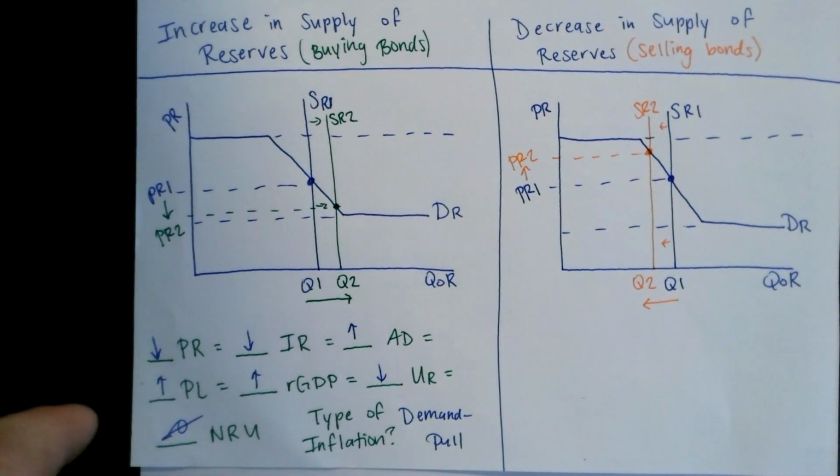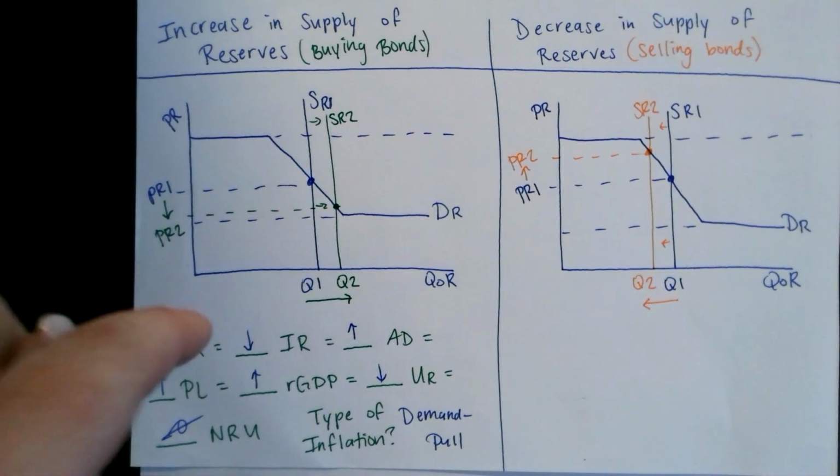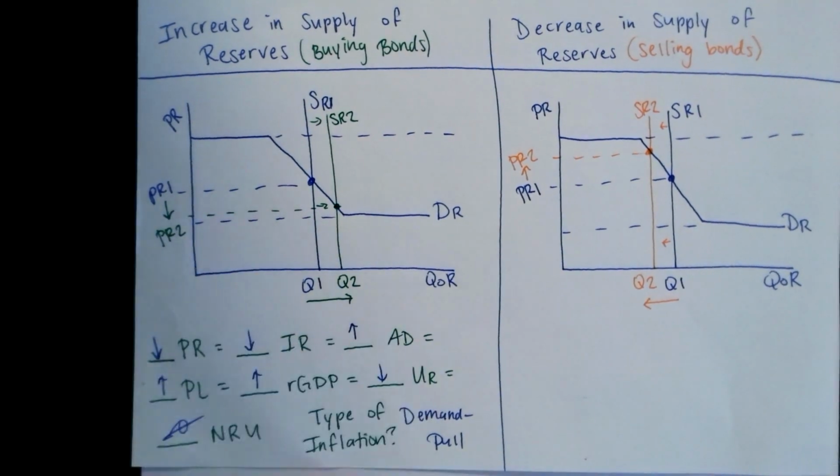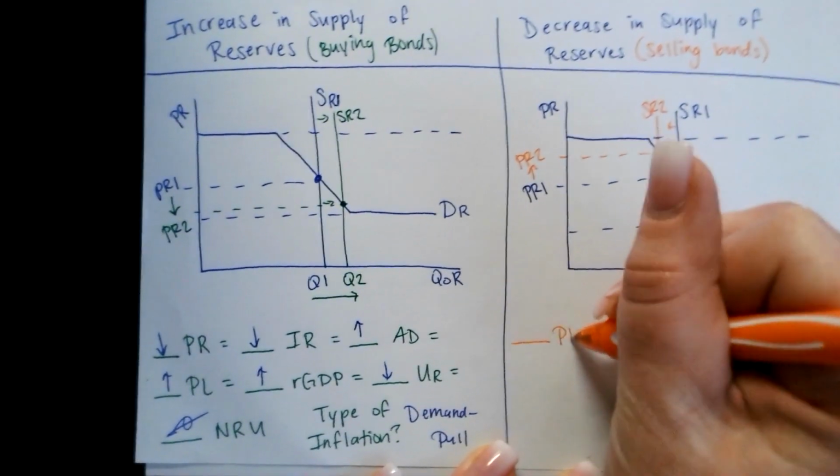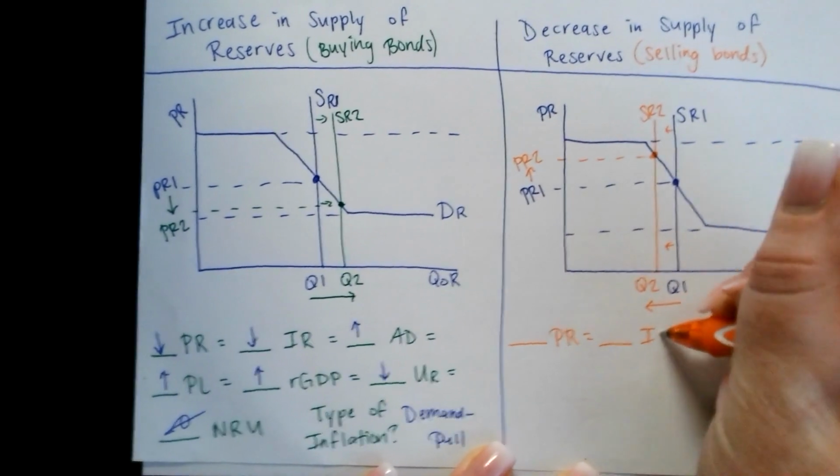You're going to go across multiple graphs. Reserve market, money market, ADAS model. All of the things need to be declared again.